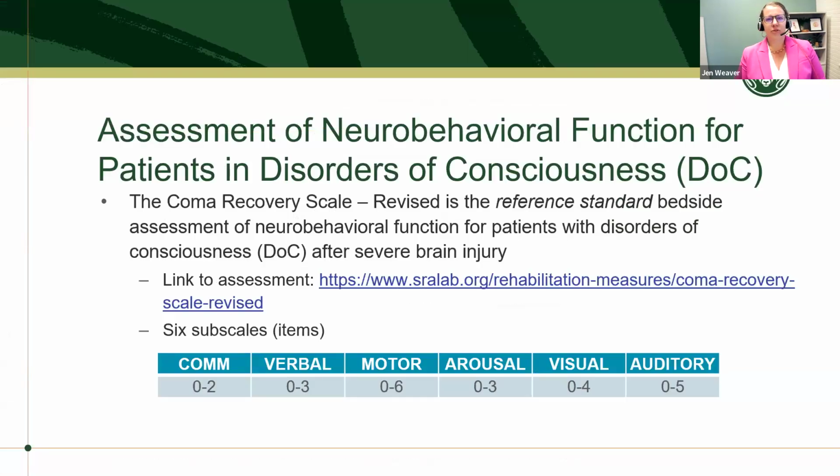To describe the Coma Recovery Scale-Revised a little bit more, there are 6 subscales about communication, verbal, motor performance, the patient's arousal, and their visual and auditory information. However, as you can see, these subscales are scored either 0 to 2 or 0 to 6.